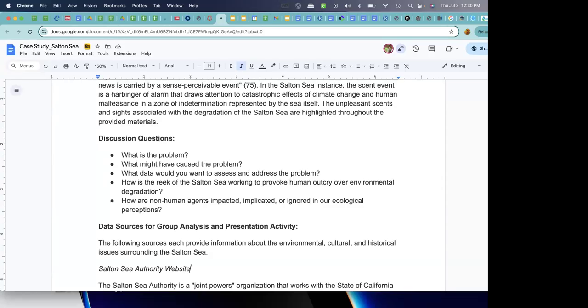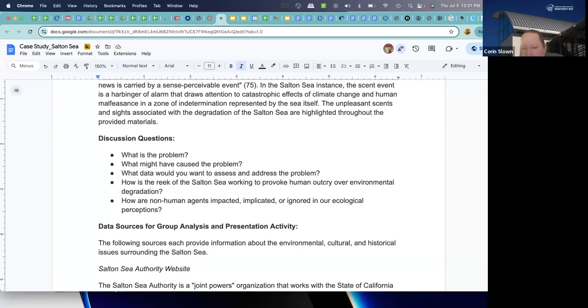And then the data that I would want would probably be water quality and water level over time. And I would probably want to look at if there were additional water sources that maybe we could use to get the level to rise.